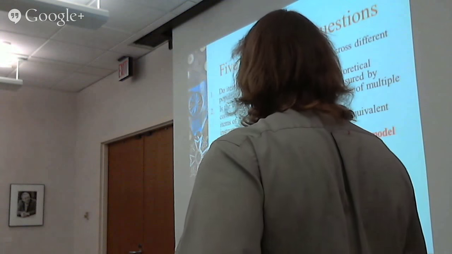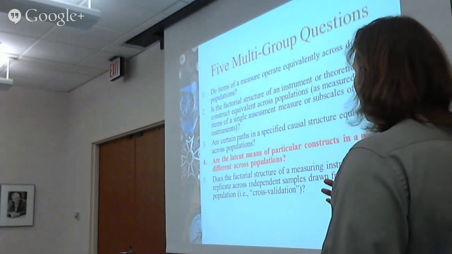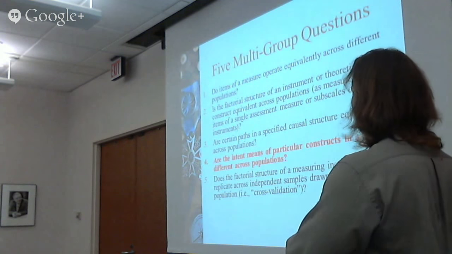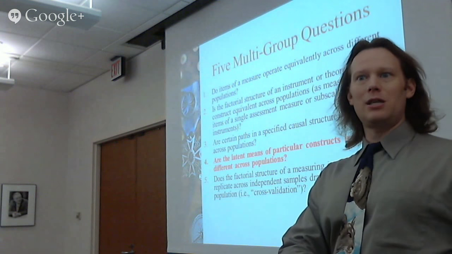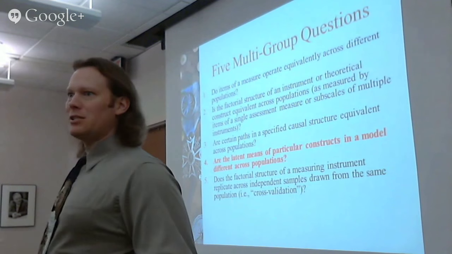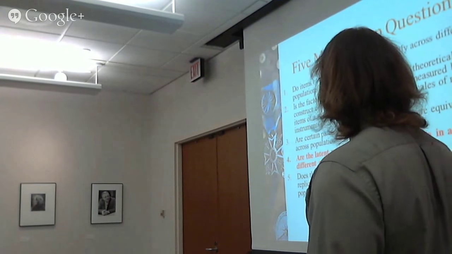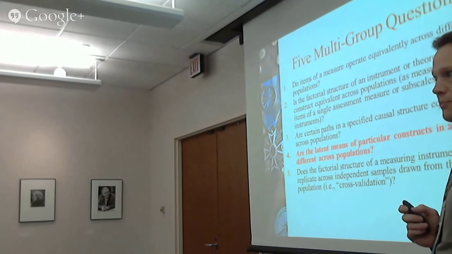And there are typically 5 questions that we are interested in asking. The first question is, do items of a particular measure operate equivalently? So if boys take this test and then girls take this test, does it act the same way for them? Or do they interpret questions differently? So that's really a question of reliability across groups.